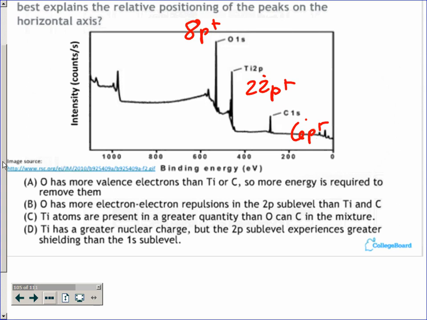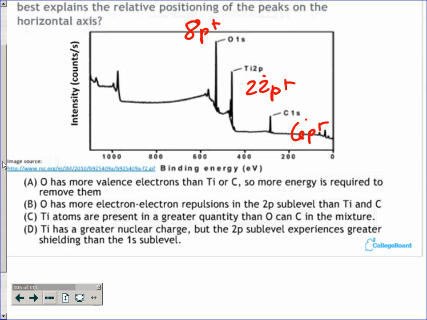Okay. Titanium atoms are present in greater quantity than oxygen and carbon in the mixture. You should be scratching your face up like, what? Like, that doesn't even make sense. This graph has nothing to do with quantity, right? This is not a mass spectrograph. Mass spectrographs give us those intensity peaks based on how the isotopes bombard the detector. This has nothing to do with quantity. This only has to do with what and what? Electron count and protons, really, right?